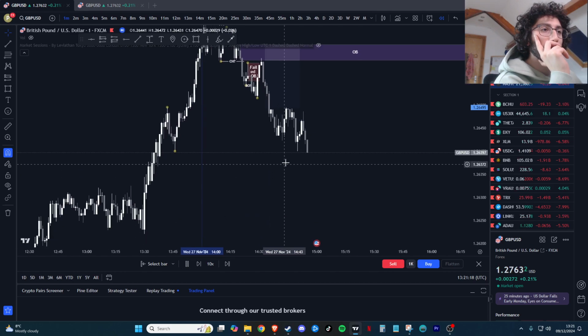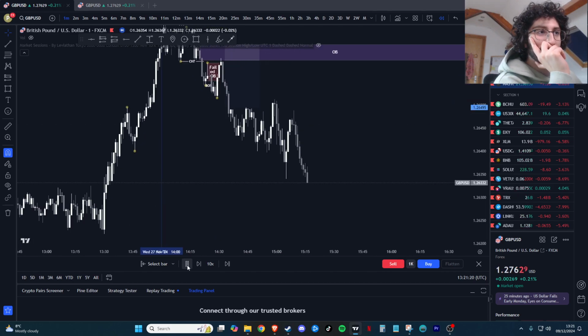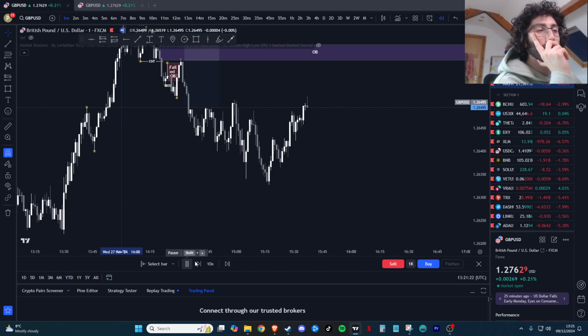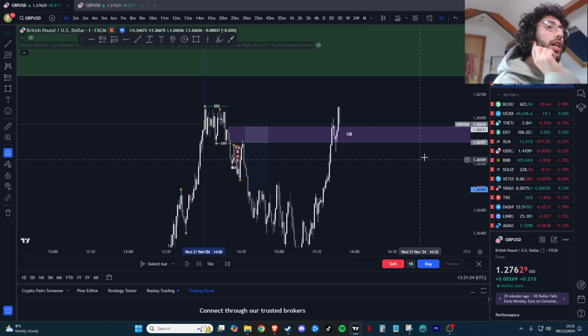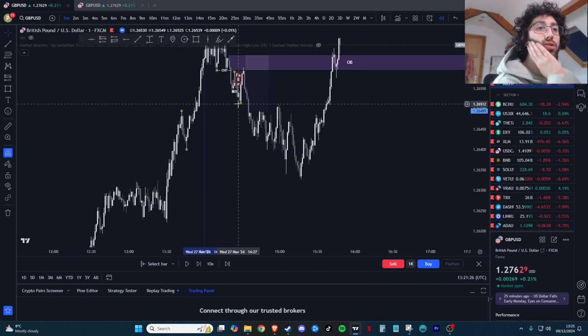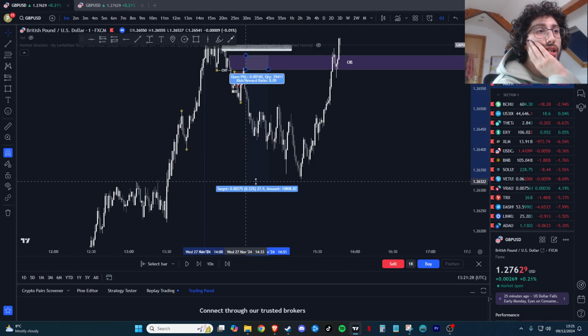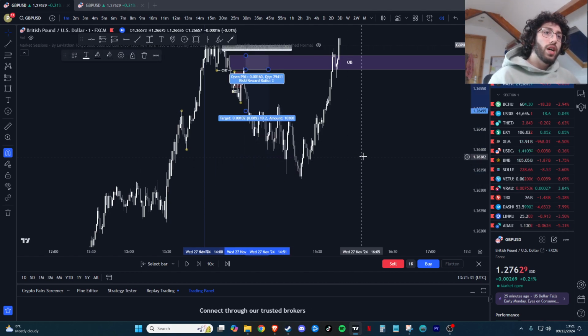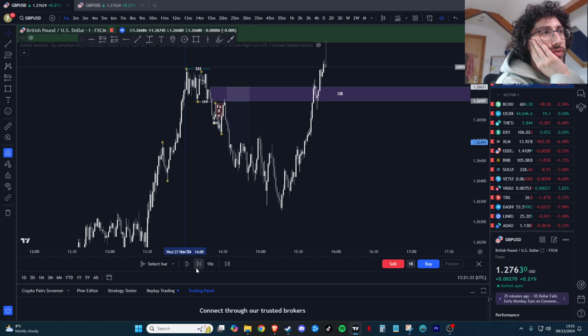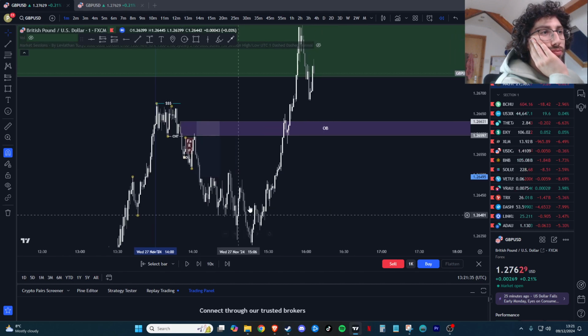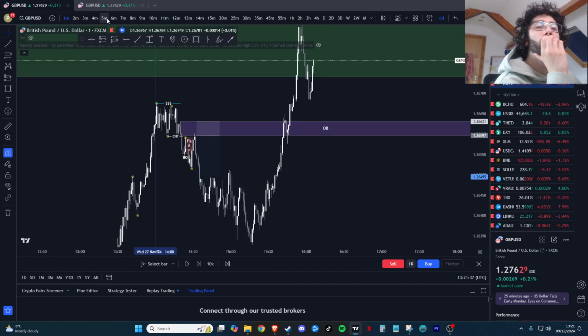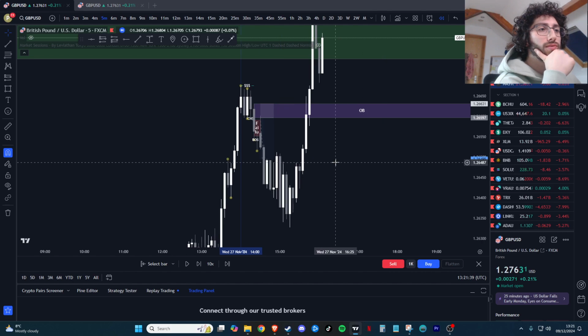So what did price want to do? Price kept pushing down, coming back up, and took us out. Price went all the way down to a 7.8 RR, and it just shot up. It just shot up. So let's analyze this.